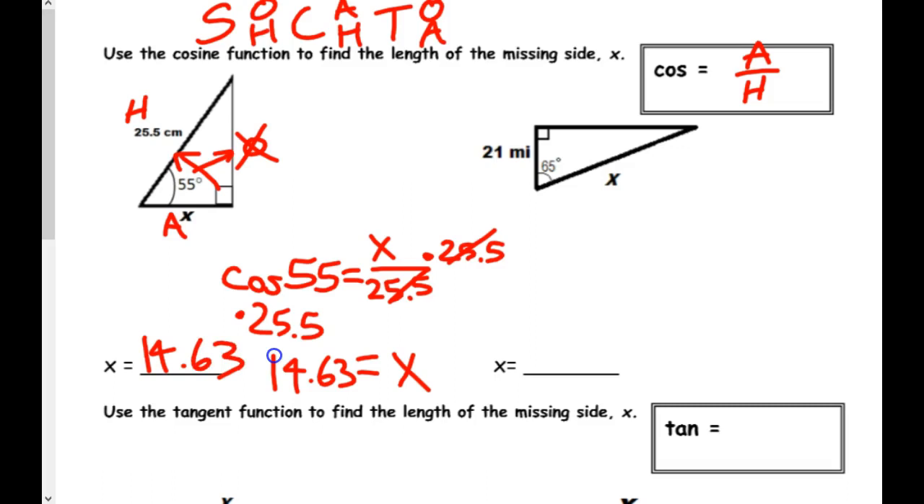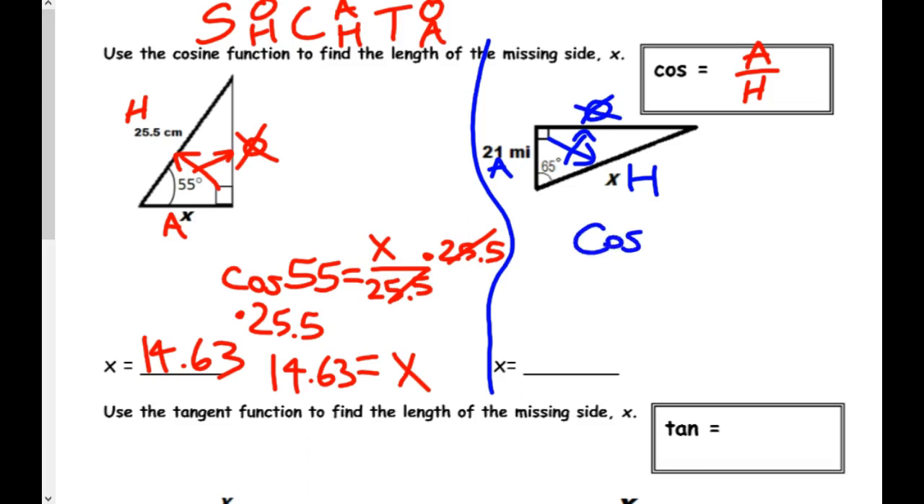Okay, label O, H, and A on the next one. Make sure you're following along. So I got O, I got H, I got A. Which one am I not going to use? O. So cross out O. I have to use AH, so that's going to be cosine, CAH. My angle is 65, and that's going to equal what over what? What's A, what's H? Well, A is 21 over X.